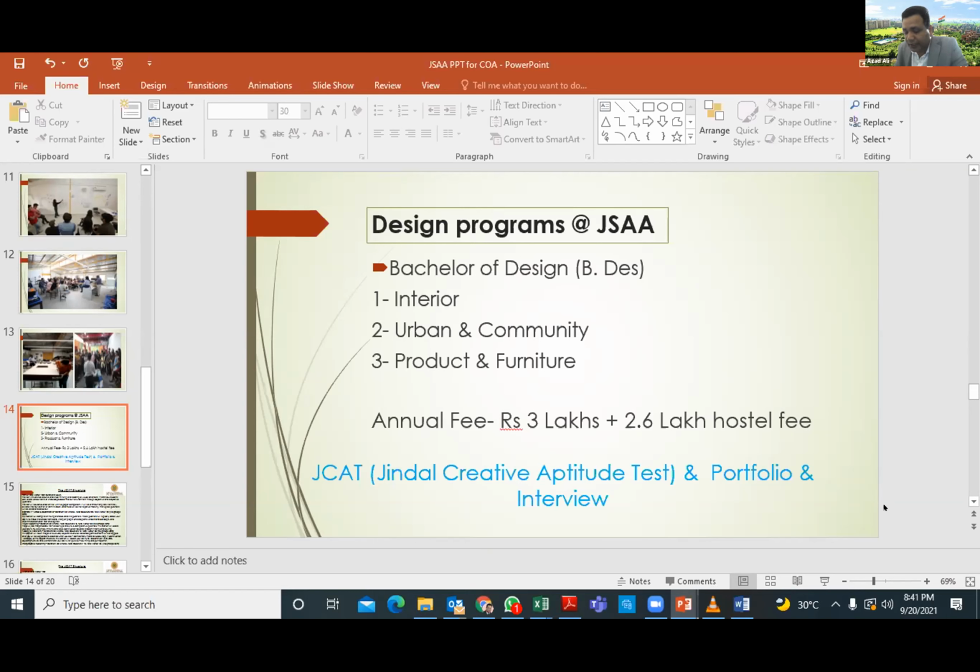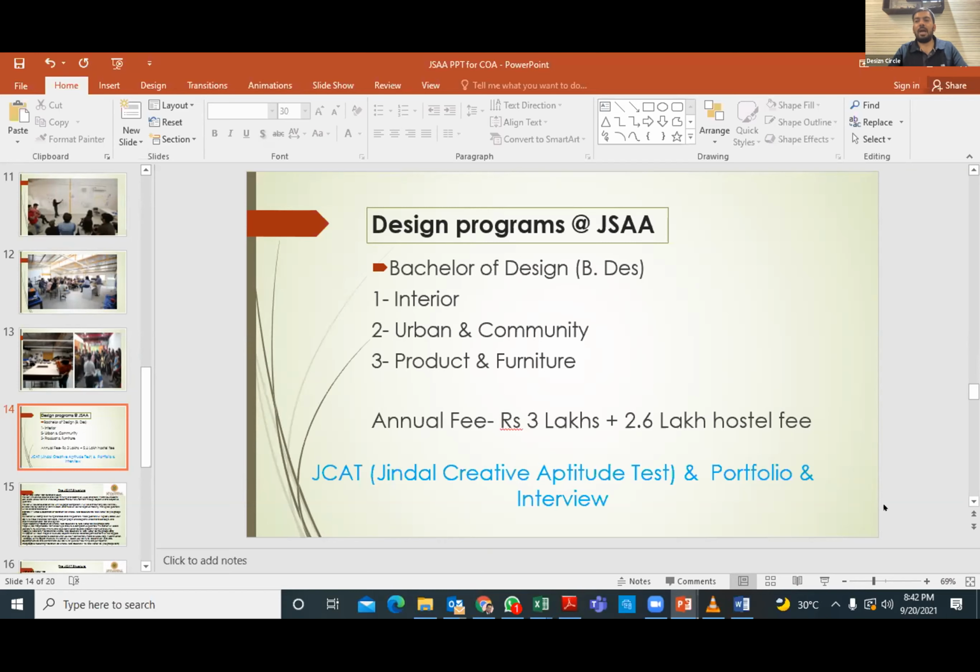Furthermore, to get admission at the Jindal School of Art and Architecture in the design program, you should qualify our Jindal Creative Aptitude Test. This is an online home-proctored aptitude test that you need to register for while filling up the form. And if you qualify in the Jindal Creative Aptitude Test, we will invite you to appear for the portfolio and interview round in the faculty meeting.